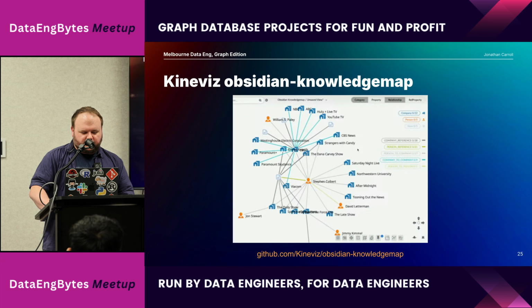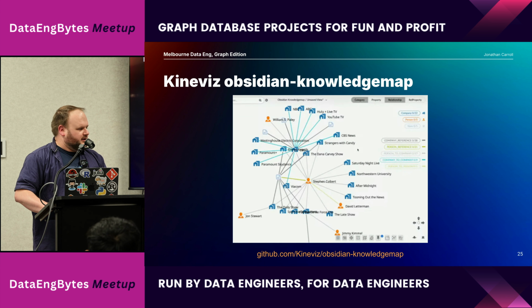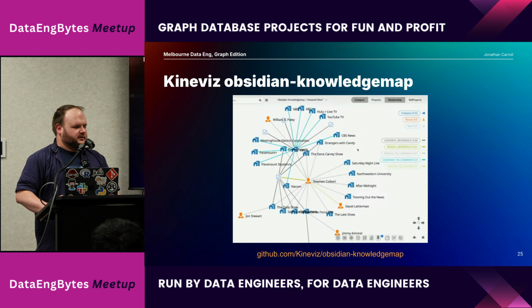Another project is the Kinaviz Obsidian Knowledge Map. This one sort of just throws AI at the problem. Because all of those notes live on your computer, they're not stored in a file or something weird that you have to access in the cloud. These are just markdown files on your computer. You can just point an AI at them and say, find all the links between all the things. And you end up with something like this.